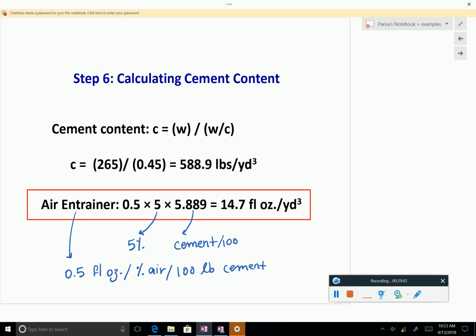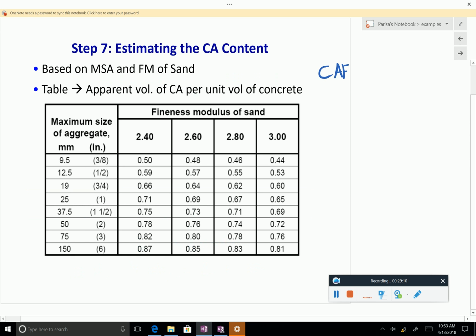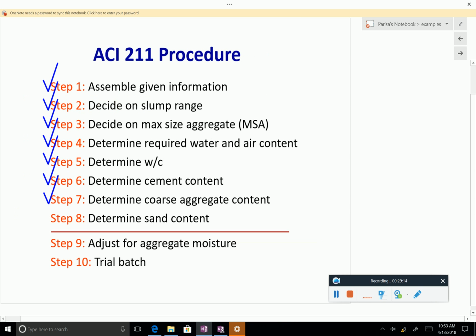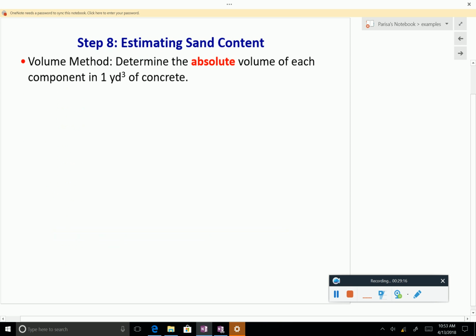Oh, it's because you found this in a table, your set. 5% air content. Any other questions? This is just like what we did last time.